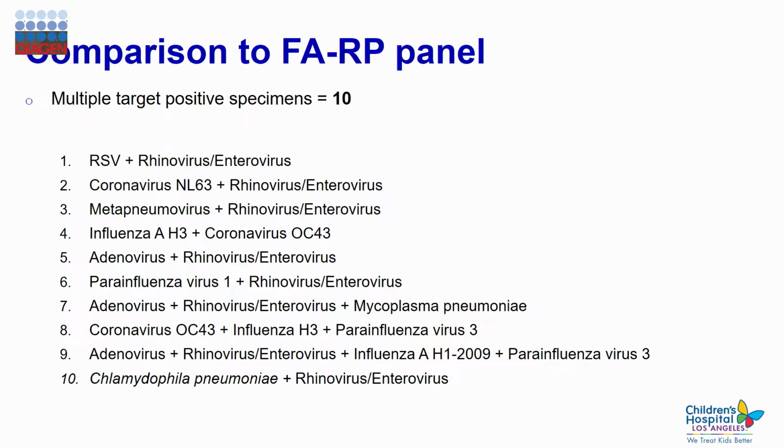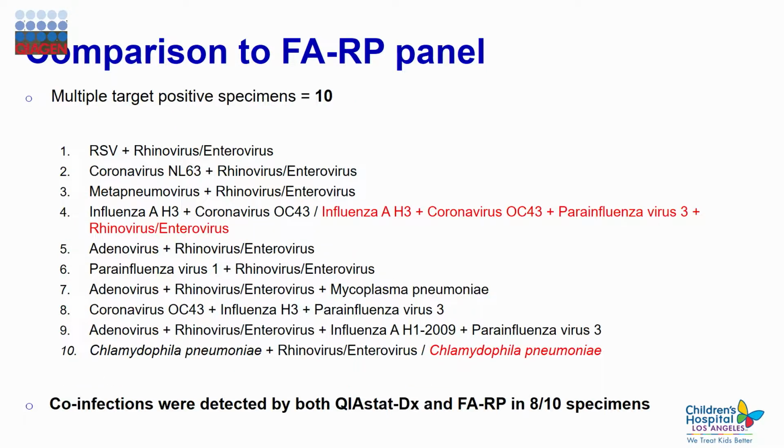We also tested 10 specimens that were positive for multiple targets. So we had specimens that were positive for 2 targets, 3 targets, and up to 4 targets. For specimens that were positive for multiple targets, we had concordant results for 8 samples and discordant results for 2 samples.